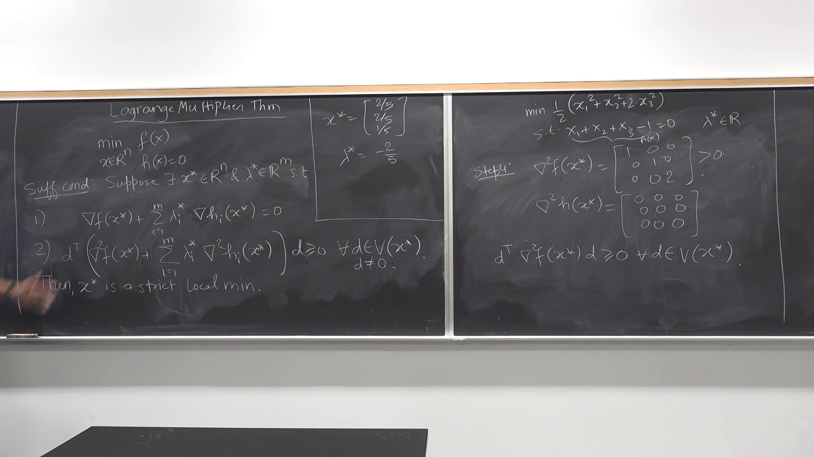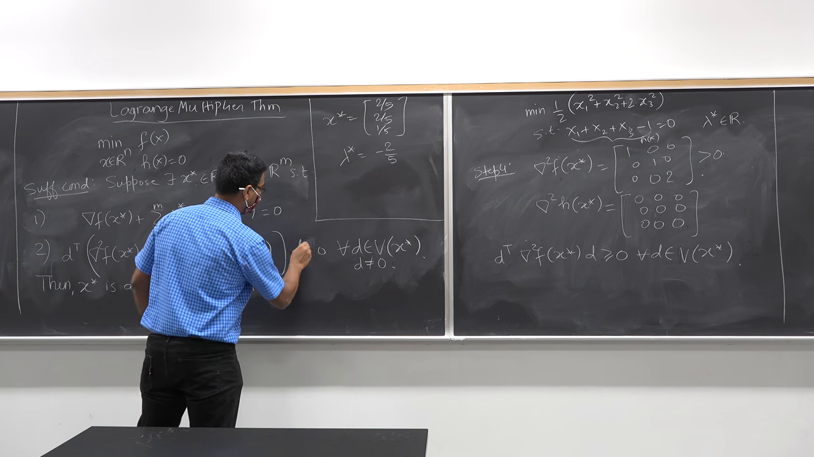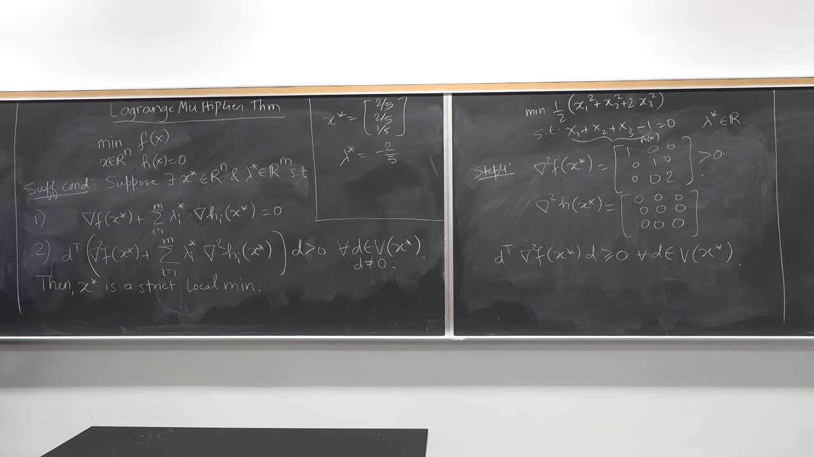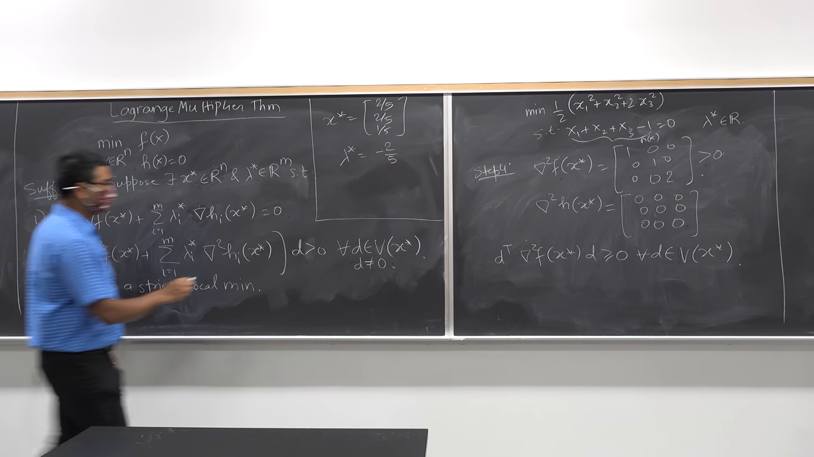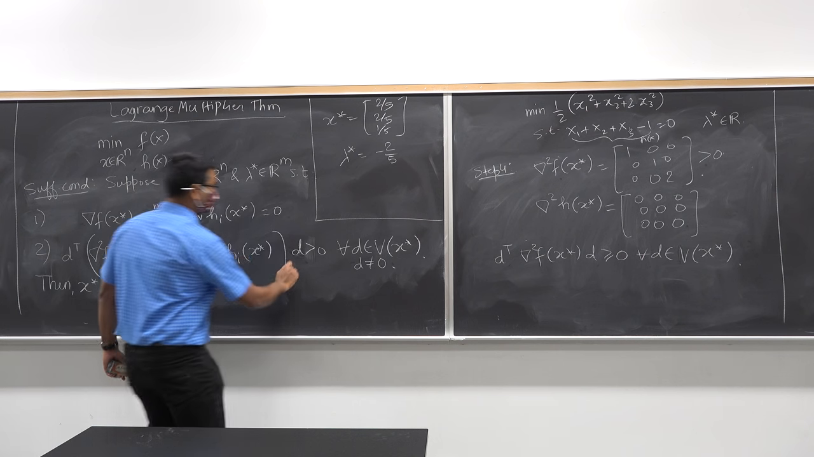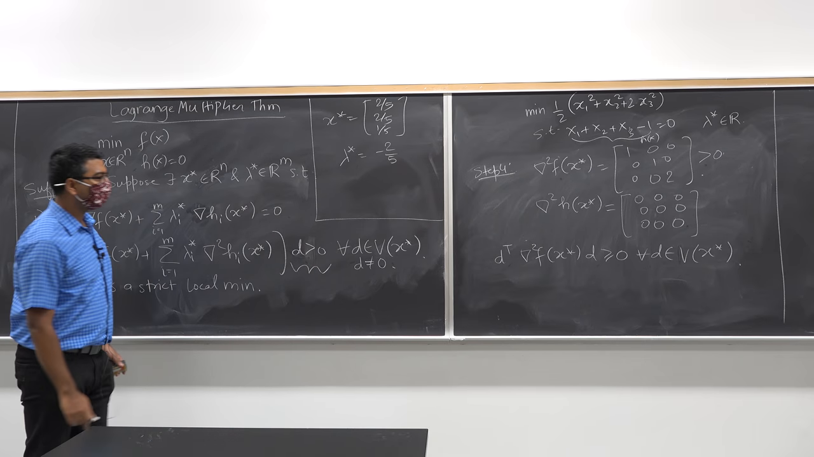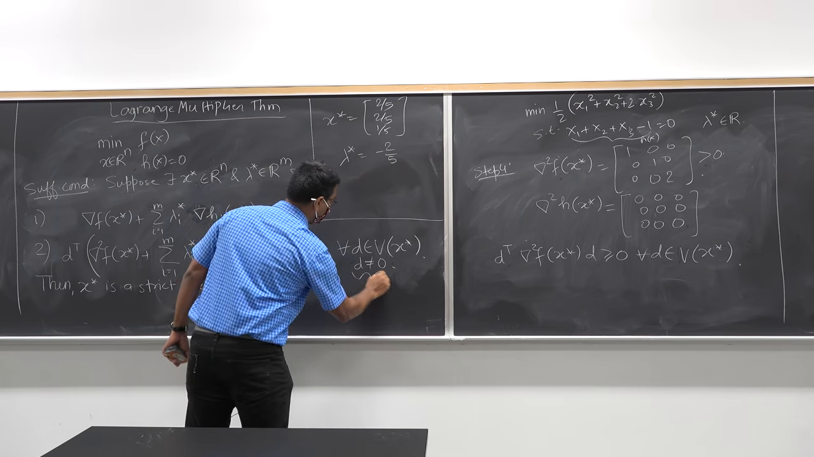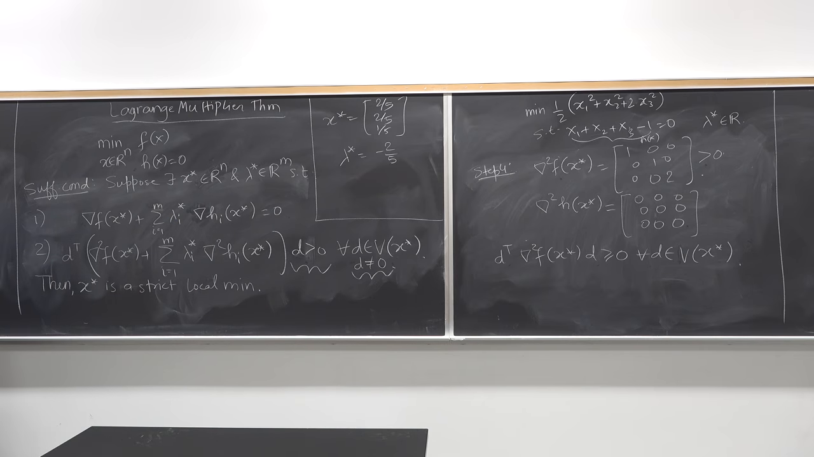If these two conditions are satisfied, I should make it strictly positive. So there are two changes from the necessary condition. One is, do I have a colored chalk here? No, there are none. Okay, so there are two changes. One is, I have a strict inequality sign here. The second change is I have d not equal to 0 here. Those are the two main changes from the necessary conditions for optimality.